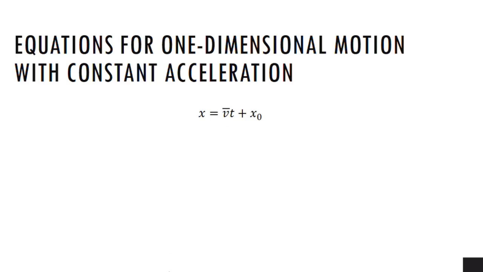Again, we are using the concept of displacement with the help of average velocity. x is equal to x naught plus v average times t, where v average can be written as the initial velocity plus the final velocity divided by 2.